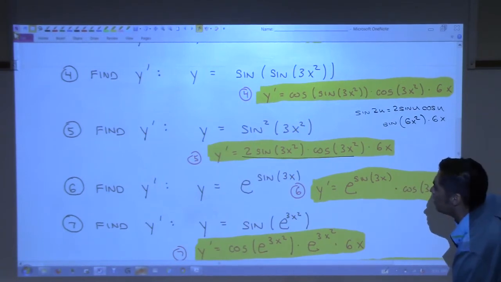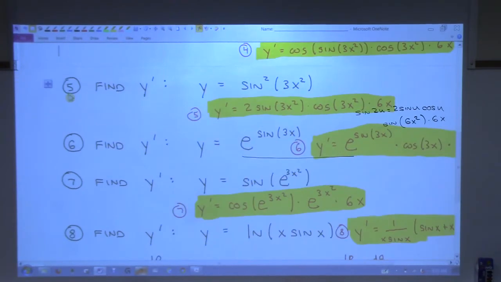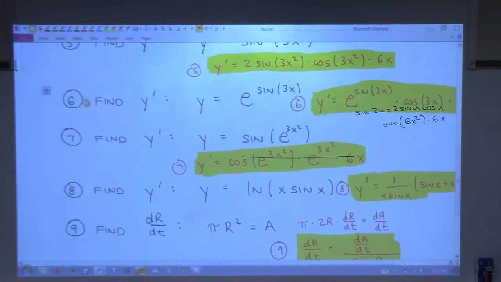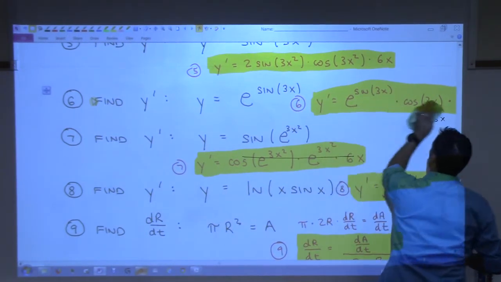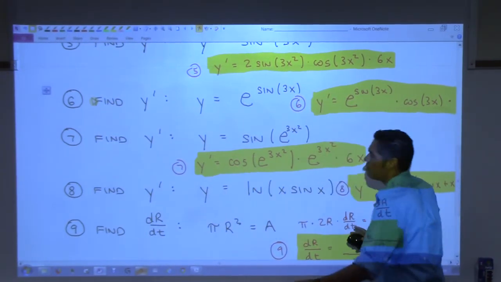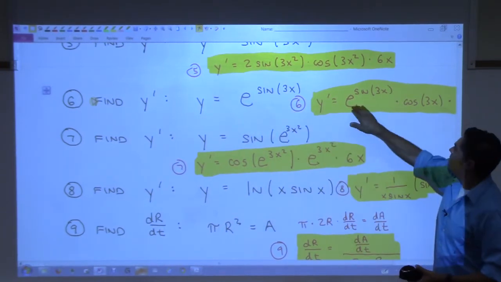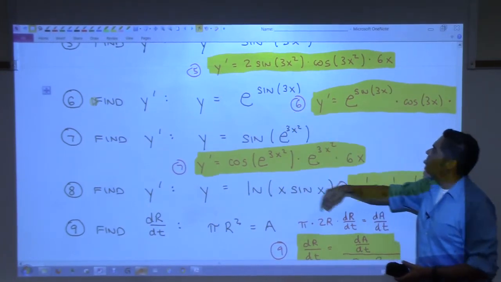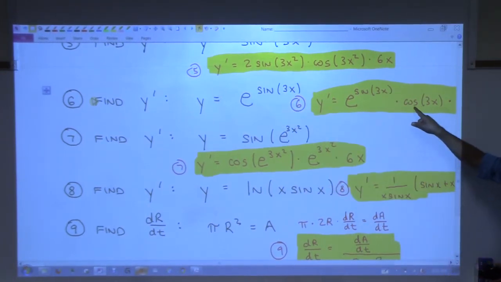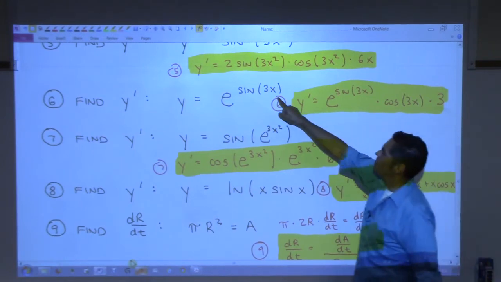Okay, so number 6. Number 6 was another chain rule, but I wanted to make sure that you were comfortable with derivatives of e, so the derivative of the exponential function. The derivative of e raised to anything is itself, right? And then you have to do times the derivative of the exponent. And so you have to take the derivative of sine of 3x, which is cosine of 3x, and then there is a 3 outside of that, times 3, because you have to take the derivative of the 3x in here.